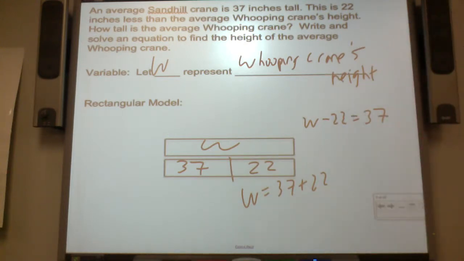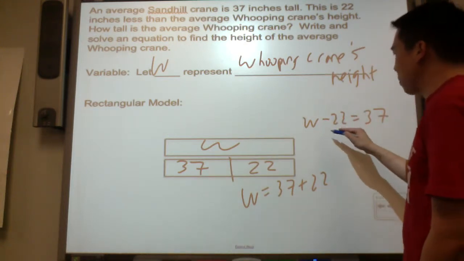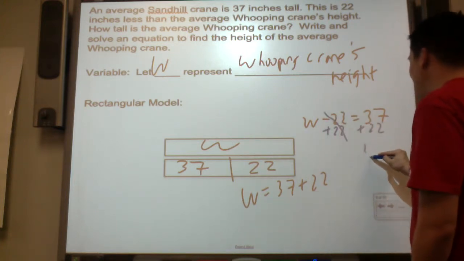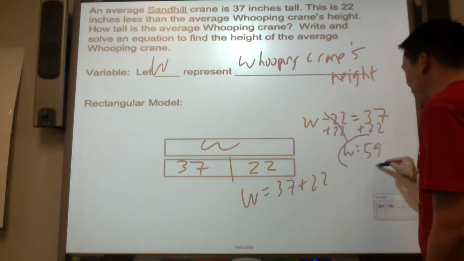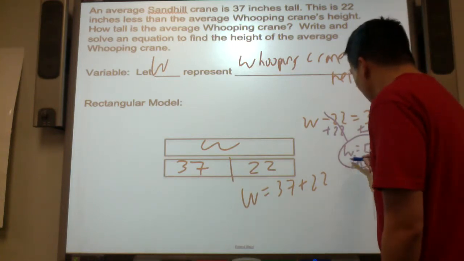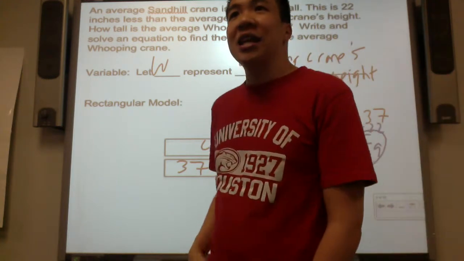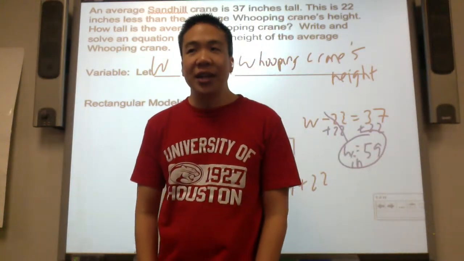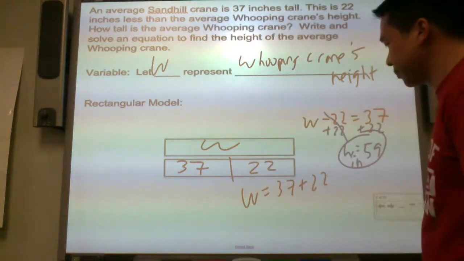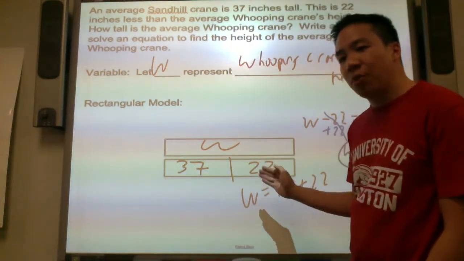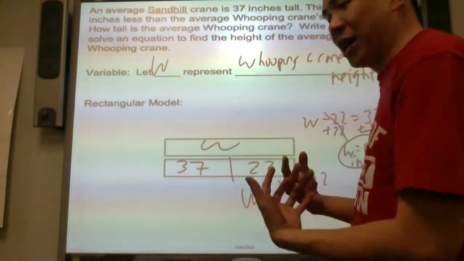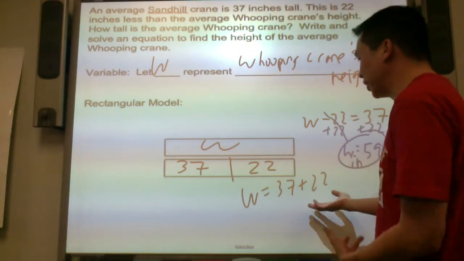Using what we learned, now we can solve this equation. What's the opposite of minus 22? Plus 22. Plus 22 cancels out. So we have W equals 59. 59 what? Is it inches? Inches. So what we learned today is how to solve addition and subtraction equations. In addition and subtraction equations, you have to do the inverse because you want to isolate the symbol or variable. And then you cancel out, there's zero pairs, and then whatever is left is the answer.